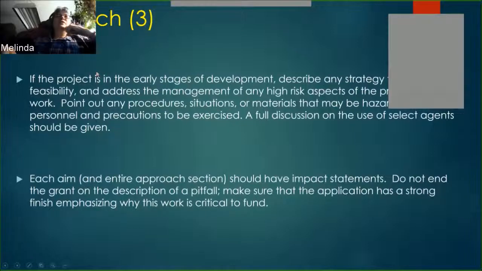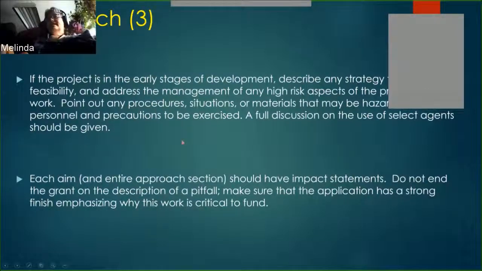Okay, so if the project is in the early stages of development, you want to describe strategies for determining feasibility. How are you managing high-risk aspects of the work? Now, this again doesn't probably affect you, but for procedures, situations, and materials that can be hazardous to personnel, you need to, again, talk about that explicitly.